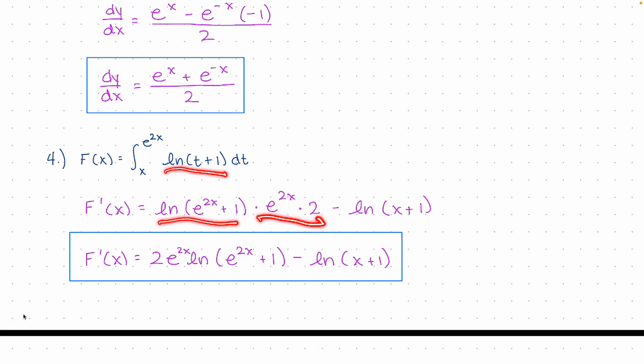And then minus the argument evaluated at the lower limit, times the derivative of the lower limit, but that's just 1, so I didn't write it. And then I just made it look nicer in the 3rd line. So any questions about that?